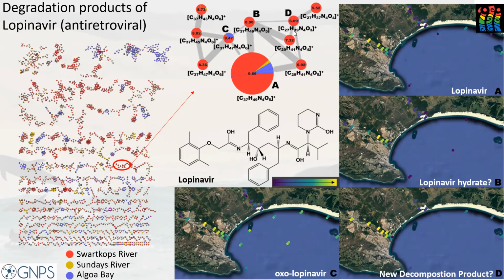And then we also had a look at some of the other features that were similar to lopinavir, and we found this feature D here, which we hypothesized may be a new decomposition product of lopinavir. It hasn't been described yet, and that notion may be supported by the fact that we see a similar distribution across the river for lopinavir and the putative decomposition product. We do that for a couple of pesticides and other compounds we observe as well. I just showed you one example.